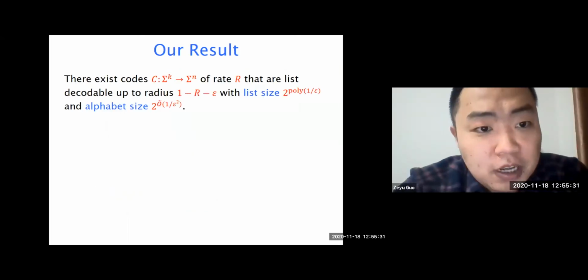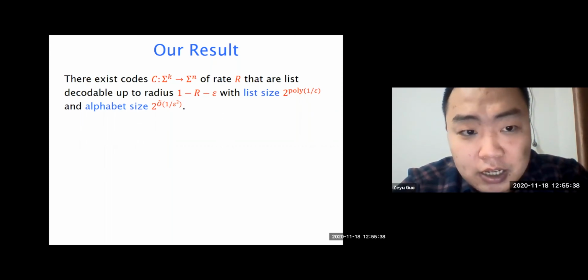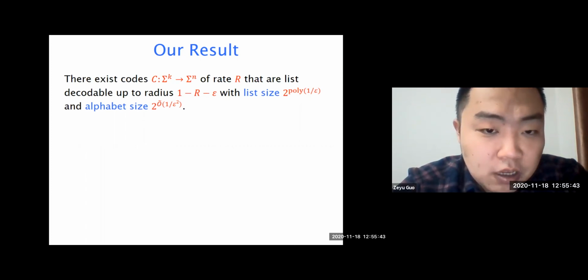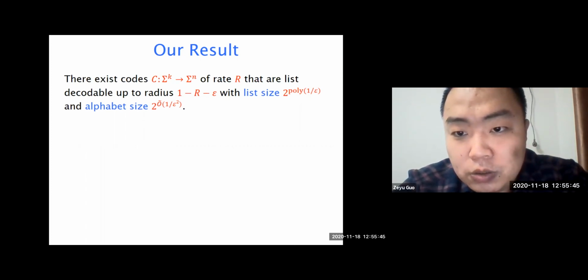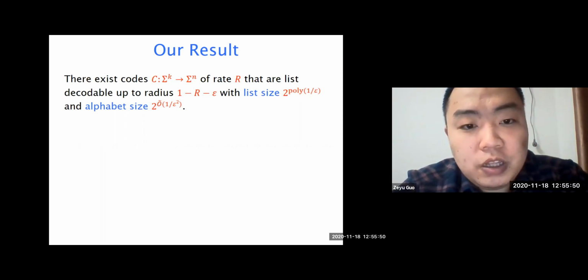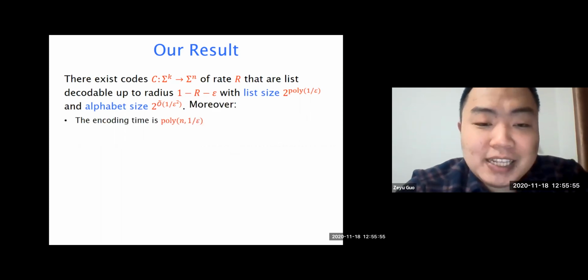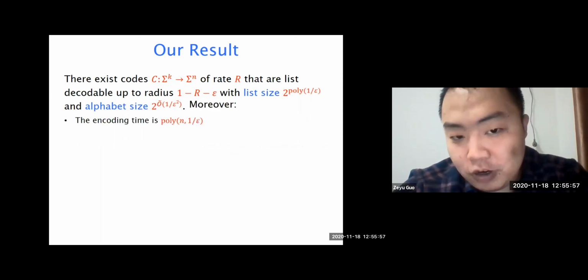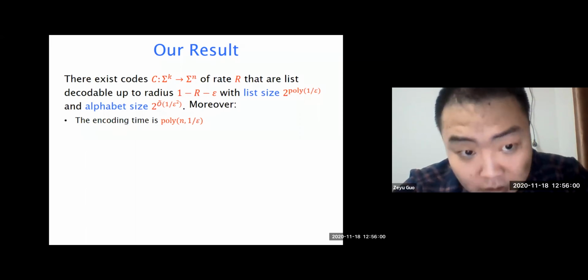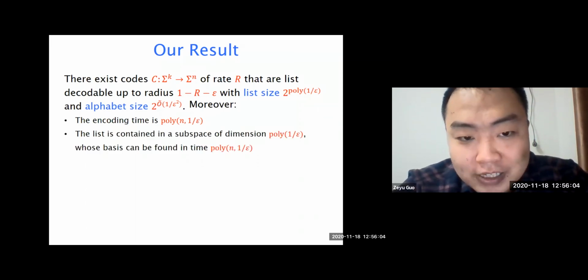So this is our results. We show that there exist codes of rate R that are list decodable up to radius 1 minus R minus epsilon. So it achieves the capacity, and the list size is exponential in poly 1 over epsilon. Alphabet size is exponential in tilde O of 1 over epsilon squared. And moreover, it's explicit in the sense that the encoding time is fully polynomial in both n and 1 over epsilon. And also, you can do efficient list decoding in the following sense.